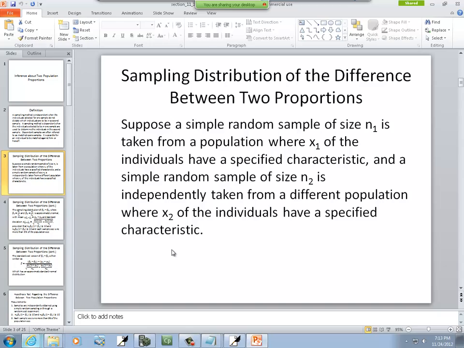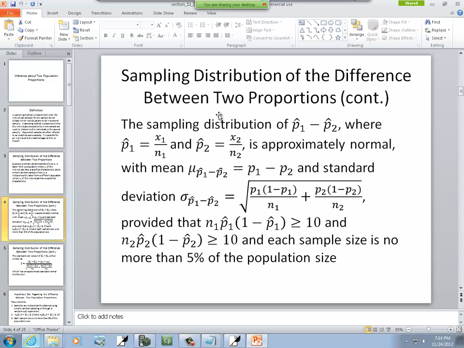Sampling distribution of the difference between two proportions. Suppose a simple random sample of size n1 is taken from a population where x1 of the individuals have a specified characteristic, and a simple random sample of size n2 is independently taken from a different population where x2 of the individuals have a specified characteristic. So you've got two different samples, and x represents how many meet whatever your definition of success is, whatever you're studying, that is.